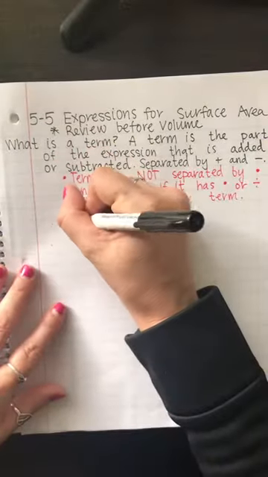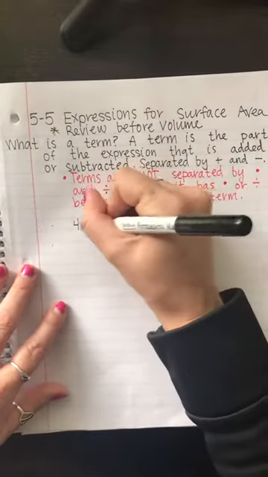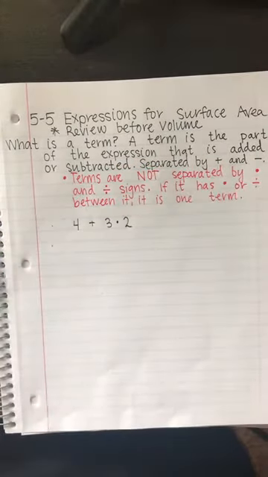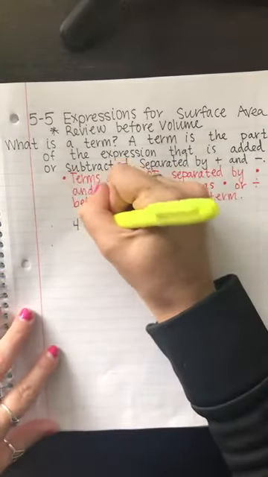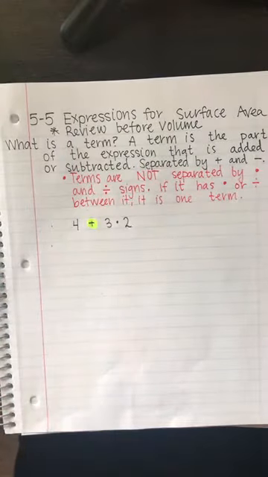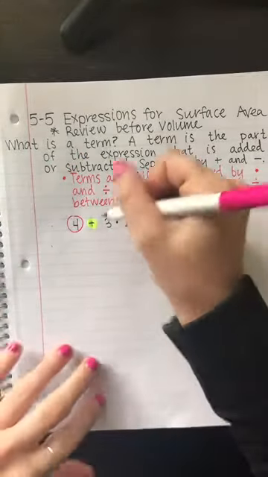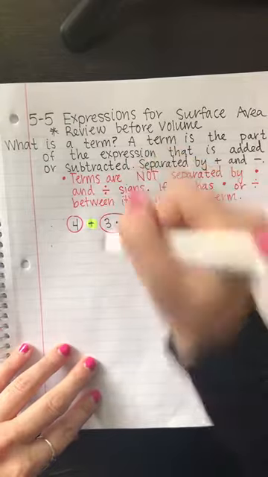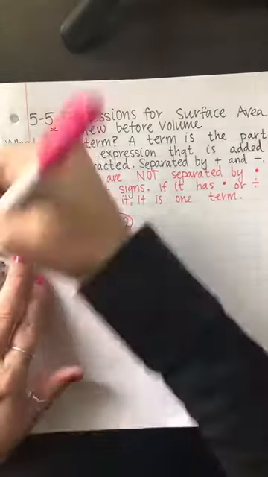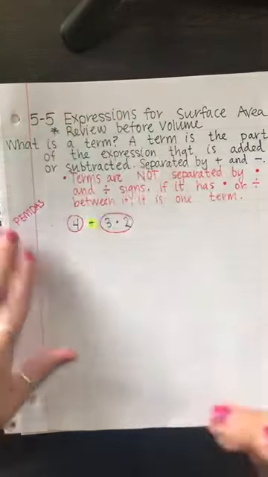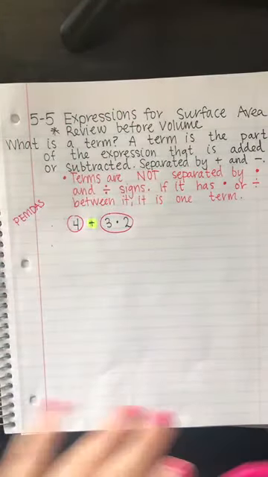So say we have the expression 4 plus 3 times 2. I'm looking for that plus or minus sign right here, and I can see that I have two terms now. 4, which stands alone, and then 3 times 2 is a term. This also has to do with PEMDAS, which we'll talk about when we do the volume.